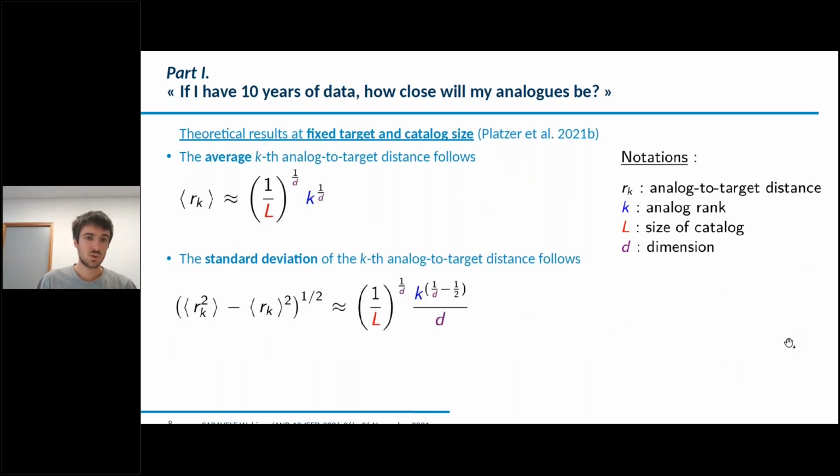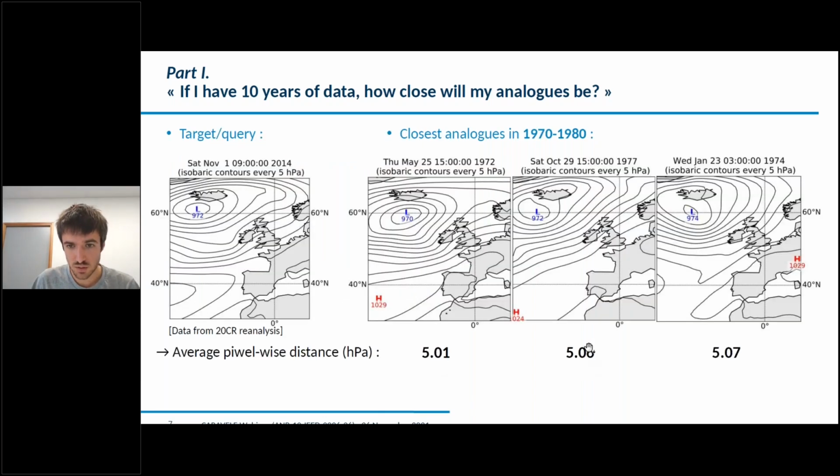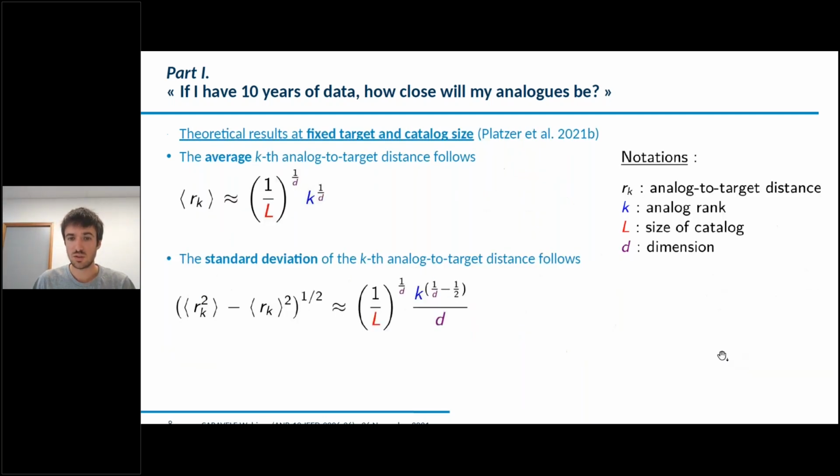Okay, so we found a theoretical answer to this question. R_K is the Kth analog to target distance, where K is the analog rank. So what I've shown you here is R1, R2, and R3. You can see that they all vary. R1 does not always have the same value. So that's why we are showing here an average, and here a standard deviation. But I will focus mostly on the average.